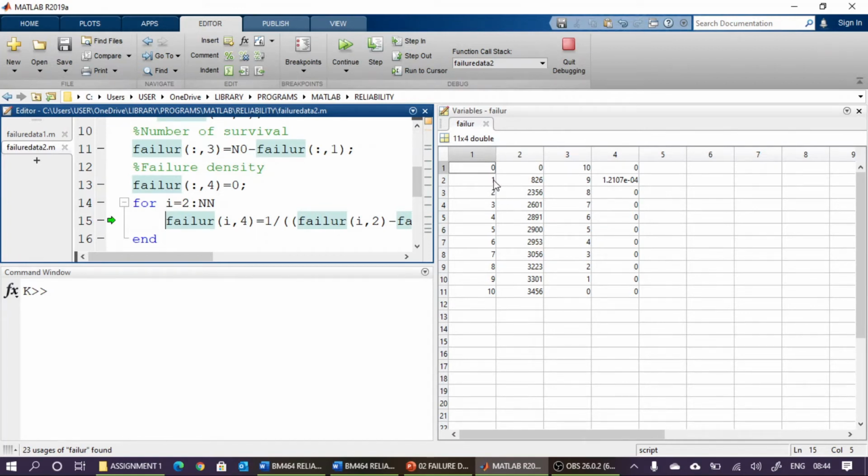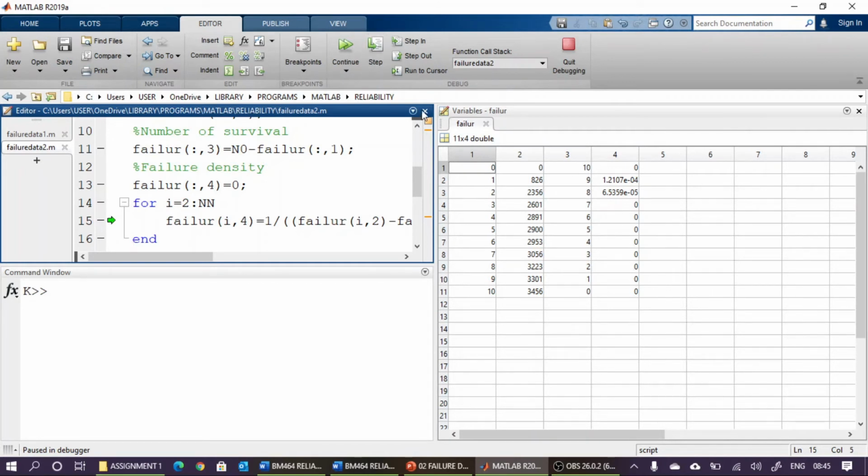Okay. Now during the second, from 1 to 2, one component is failed. So here the second component is failed, which means between these two, one component is failed. So what is the corresponding failure density? That is 1 divided by delta t. Delta t is 2356 minus 826, into the initial population, which is 10. So that is 1 divided by 2356 minus 826 into 10. So we have 0.000065.